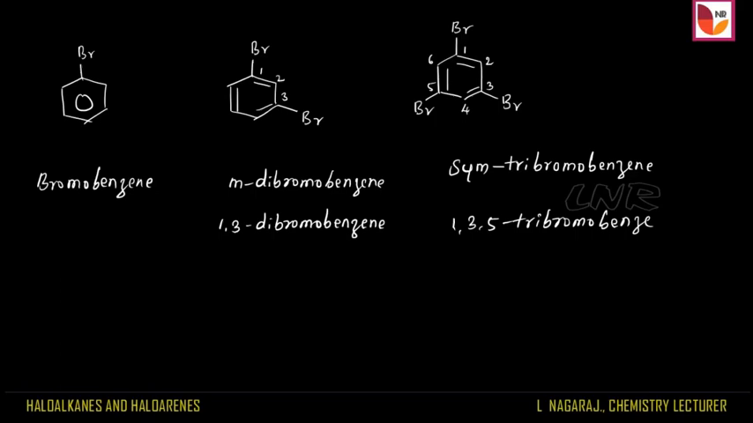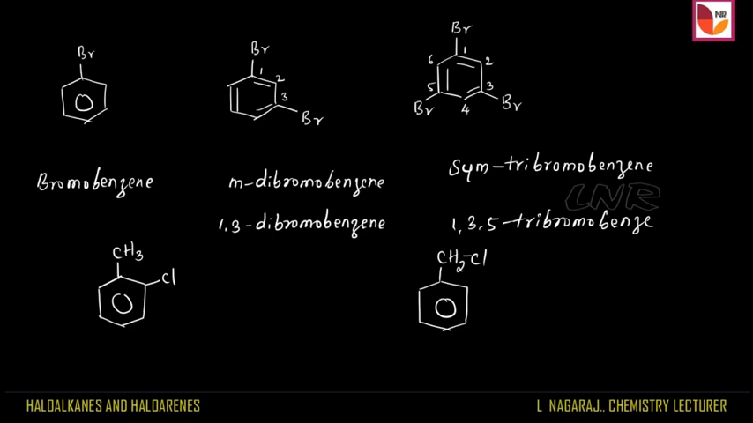Let us take one more example, the derivatives of benzene, where one of the hydrogen atoms in the benzene ring is replaced by the methyl group, and the halogen is attached to the aryl group by replacing one more hydrogen atom. And another molecule, one more example, is the benzene ring in which one hydrogen atom is replaced by CH2Cl.